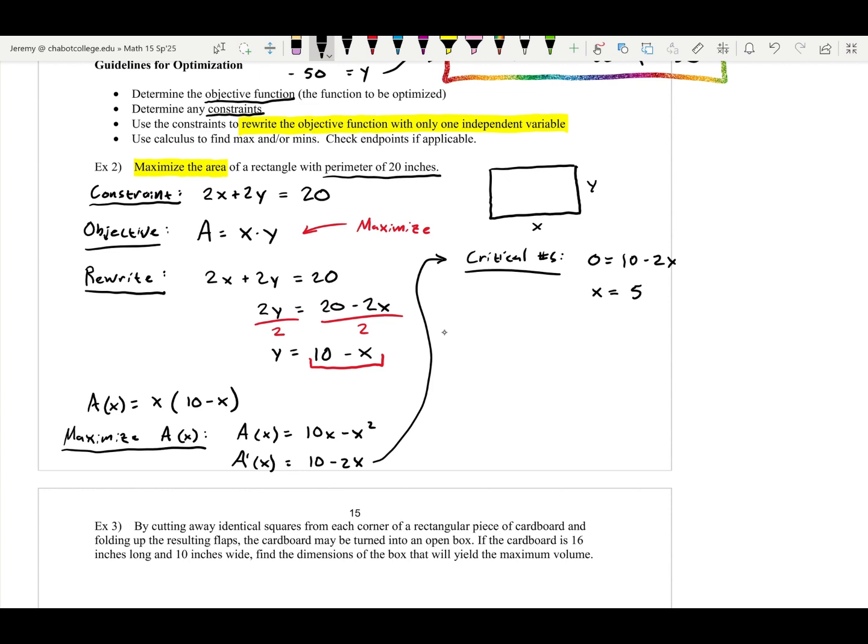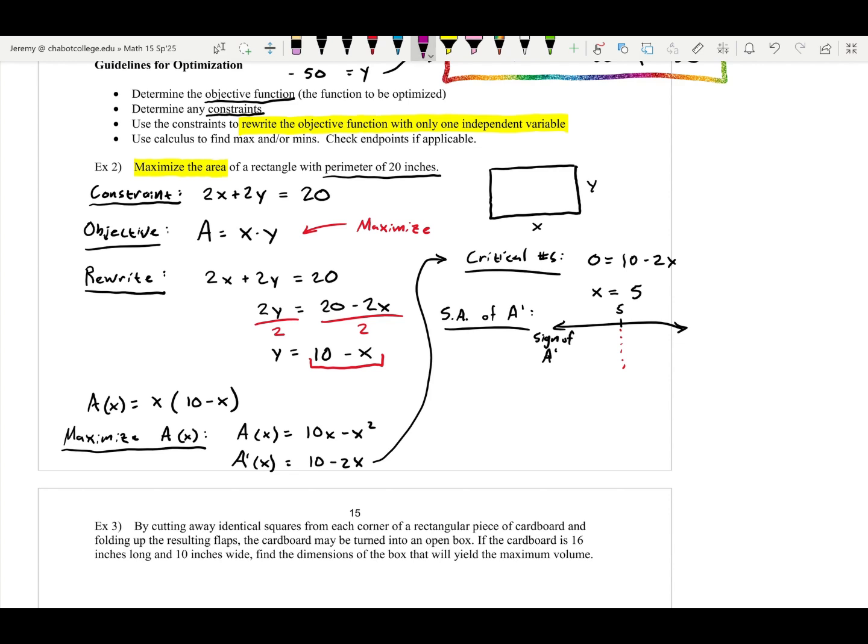Now we need to test by doing a sign analysis of A prime. But we can do this quickly. So our critical number is 5, and we want to know the sign of A prime. And what we're hoping for is a maximum, right? Because we're wanting to maximize the area. So I'm hoping to have a maximum at 5. But let's test and see what happens.